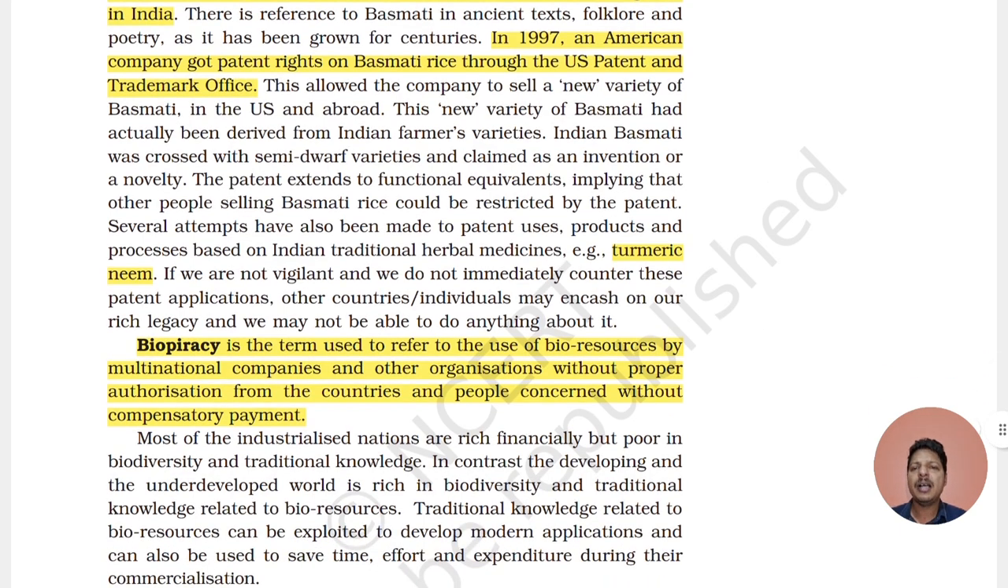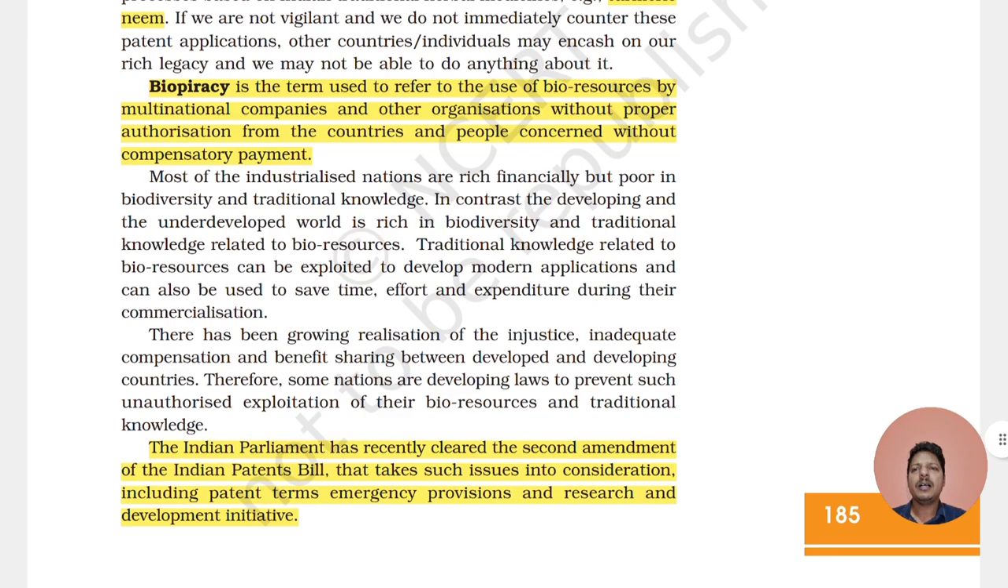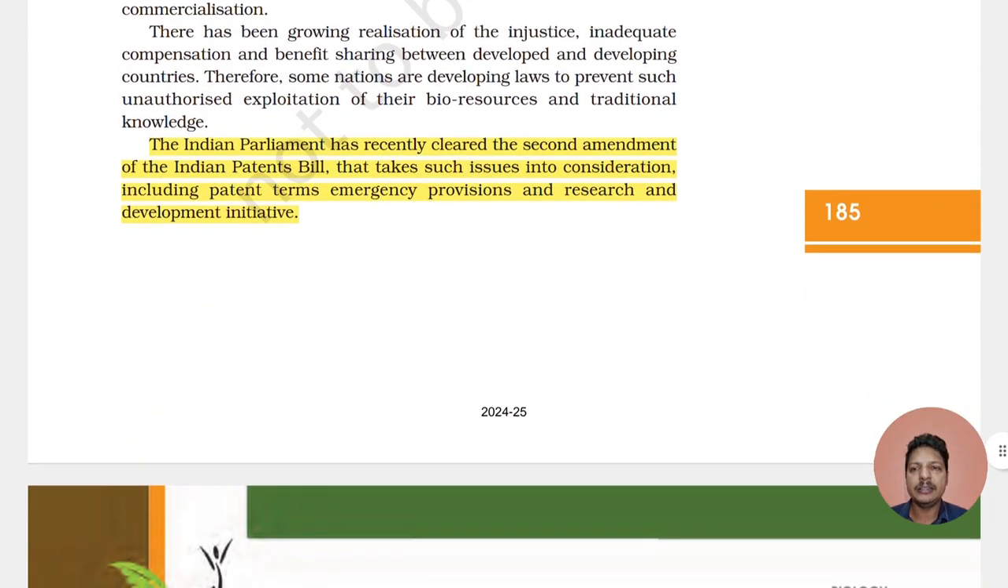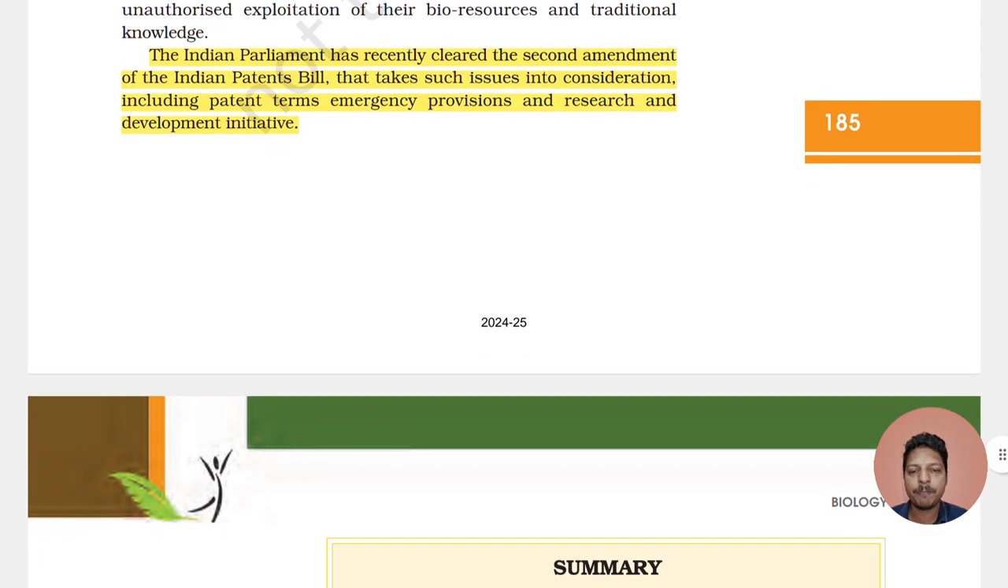There have even been several attempts regarding products like turmeric, neem, etc. Then coming to biopiracy, it is the term used to refer to the use of bioresources by multinational companies and other organizations without proper authorization from the countries and people concerned, without compensatory payments. And the Indian Parliament has recently cleared the second amendment of the Indian Patent Bill that takes such issues into consideration, including patent terms, emergency provisions, and research and development initiatives.